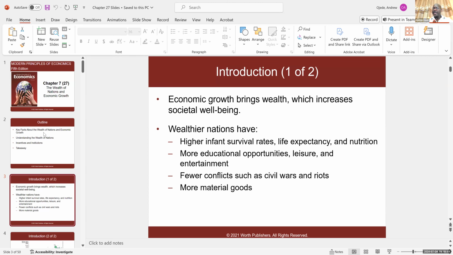Wealthier nations have higher infant survival rates. They have higher life expectancy and nutrition. They have more educational opportunities, more leisure and entertainment, fewer conflicts such as civil wars and riots, and more material goods. So those are the key characteristics of countries like mostly Western countries in Western Europe, the United States, Canada, and countries on the Pacific Rim like Japan, Australia, New Zealand.